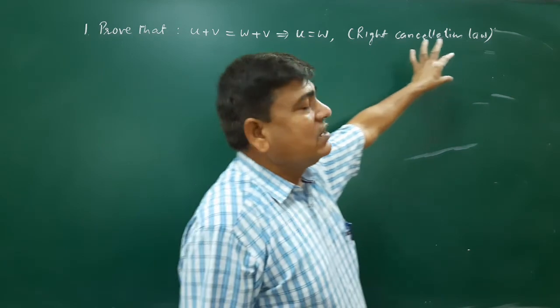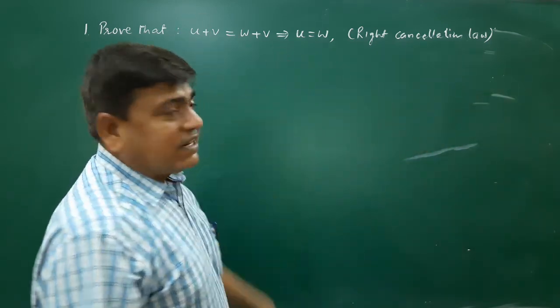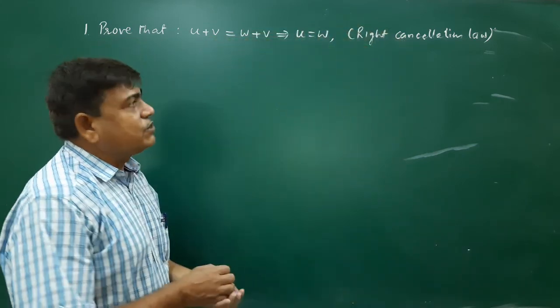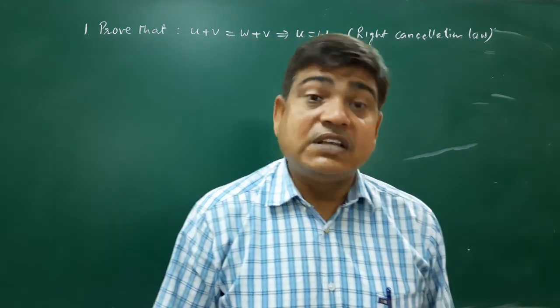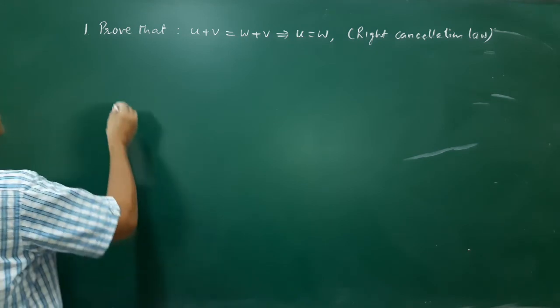So this is called the right cancellation law. In a similar way, if I write on the left side, then that will be the left cancellation law. So this is a very important property. It looks so simple because we have done it in lower classes, but here we have to prove it. Okay, so let us see.